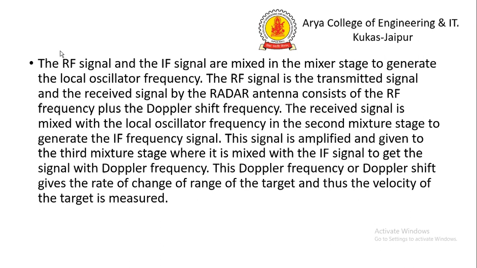The received signal is mixed with the local oscillator frequency in the second mixer stage to generate the IF frequency signal. This signal is amplified and given to the third mixer stage, where it is mixed with the IF signal to get the signal with Doppler frequency. This Doppler frequency or Doppler shift gives the rate of change of range of the target, and thus the velocity of the target is measured.